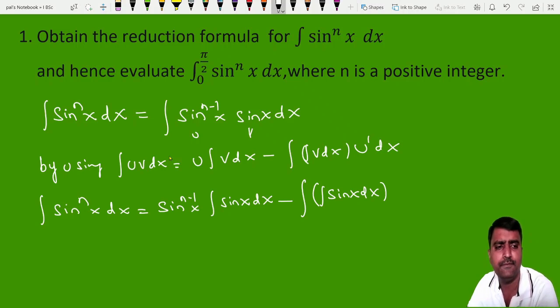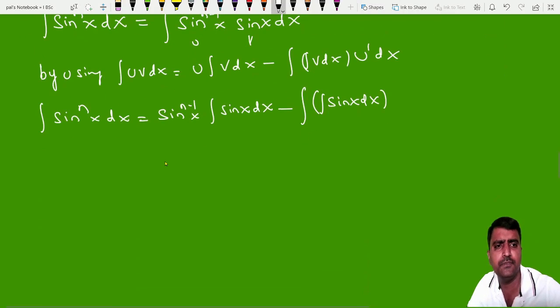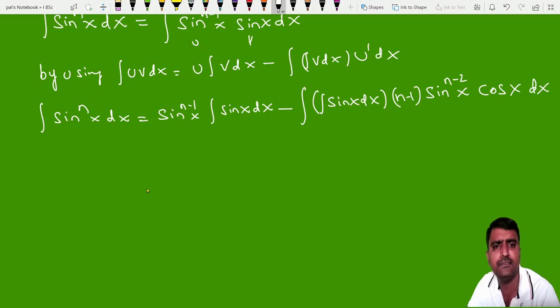into the differentiation of u. What is u here? u is sin to the power n minus 1 x, and its differentiation gives n minus 1 into sin to the power n minus 2 x. Again, now we have differentiated only the first power. The function inside the power, sin x, must also be differentiated. The differentiation of sin x is cos x into dx.